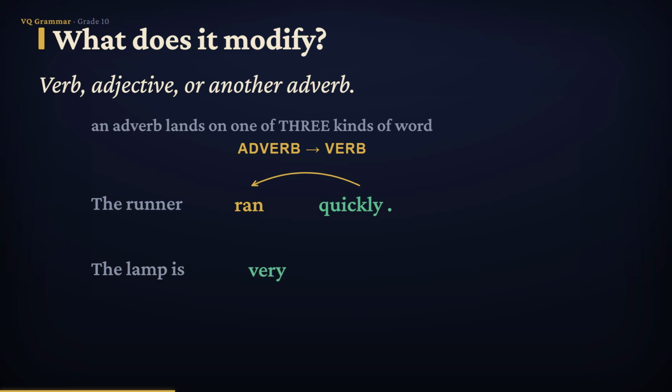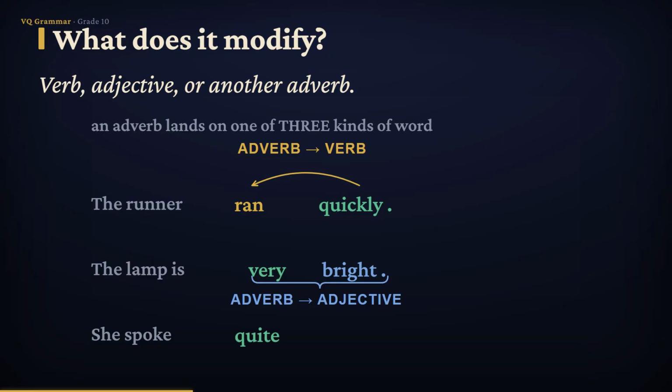Second line. The lamp is very bright. Bright is an adjective, and very attaches to it. So this adverb modifies an adjective. Notice it says nothing about the lamp. It tells us how bright. And the third line, she spoke quite slowly. Slowly is itself an adverb, and quite attaches to slowly. So this is an adverb modifying another adverb. And here's a bonus pattern. When an adverb modifies an adjective or another adverb, it sits directly in front of it, every single time.